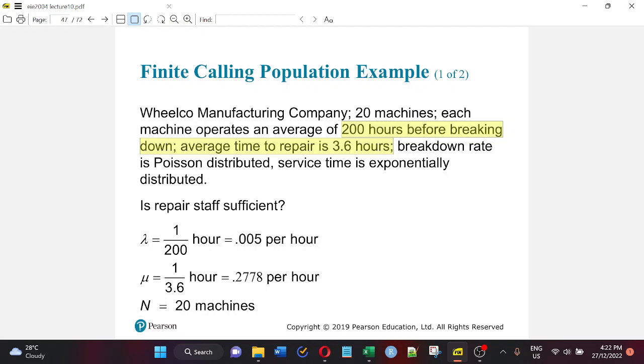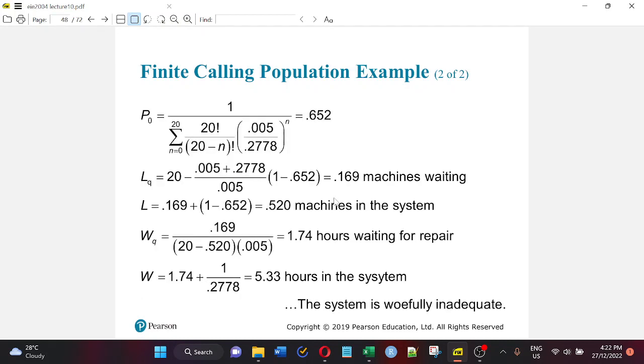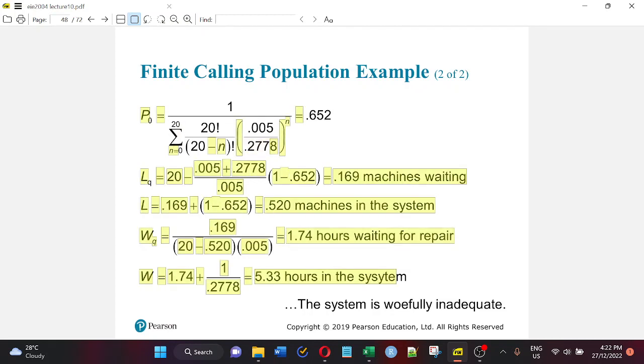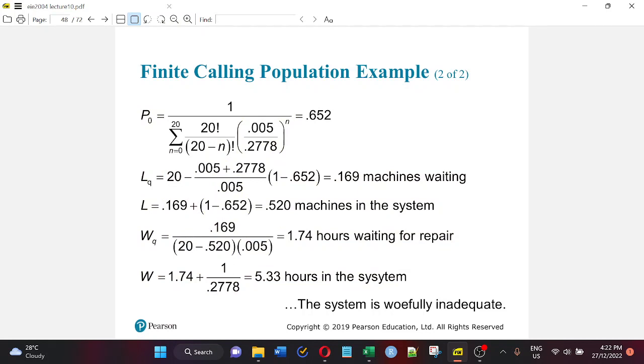And then the service rate, so the time taken to repair is 3.6 hours. So in 1 hour, how many machines get repaired? This is 1 divided by 3.6, you get 0.2778. So it's like 0.27 machines being served in 1 hour. And of course the capital N here is 20 machines, the finite calling population. So the P naught here, this is a very long process that I've shown you in the Excel just now. And then the rest of it, you just plug in all the numbers, and then you get this.